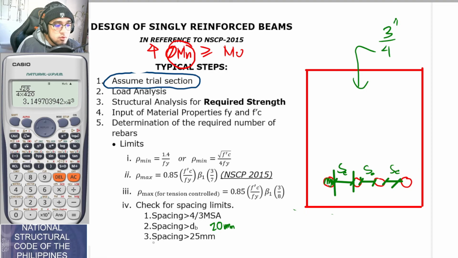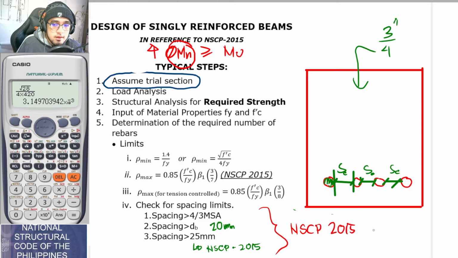And as for the last one, your spacing, this is according to NSCP 2015, guys. I forgot what section that is, so I think this is to be NSCP. I would just be writing here if you want to check. All of these limits are prescribed under NSCP 2015, 425.2.1. So check nyo na lang sa NSCP nyo itong mga to.